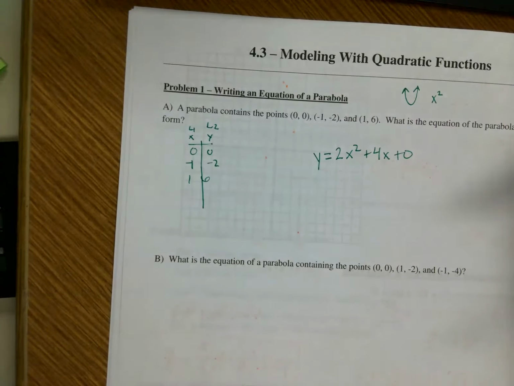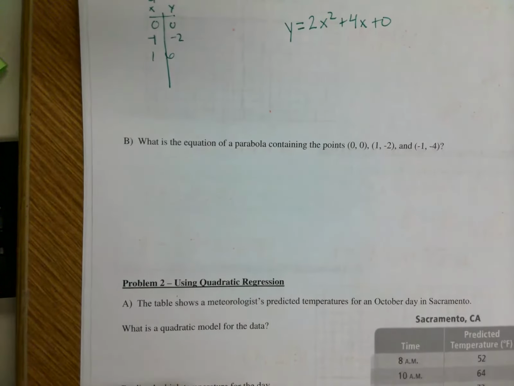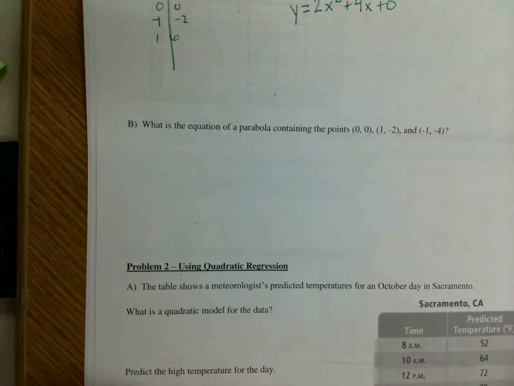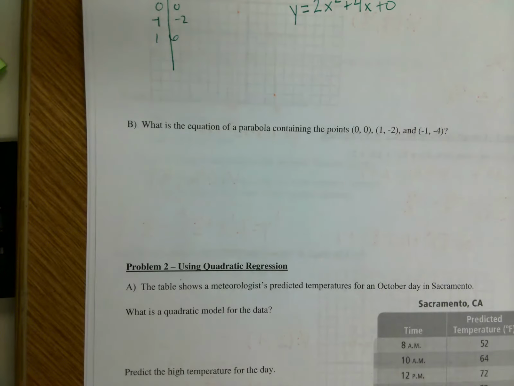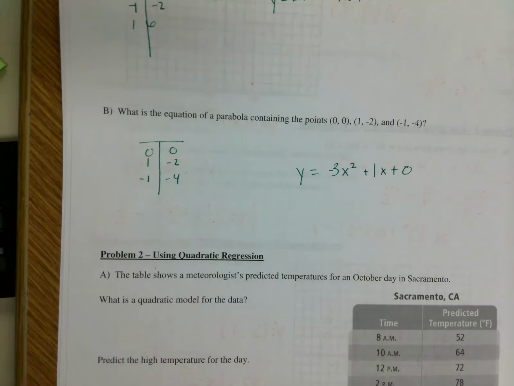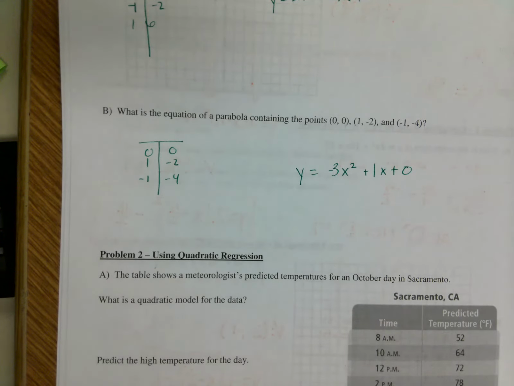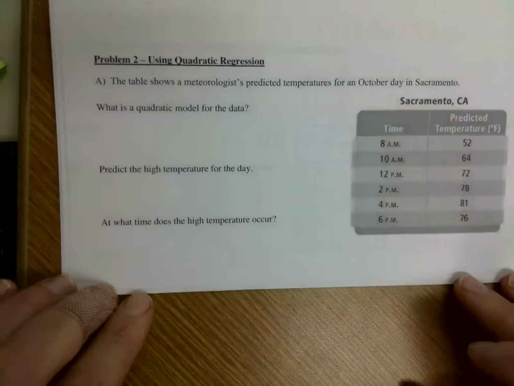Standard form. So right now, I want you to pause the video, use that same graphing calculator, and type in these 3 points. And you should have gotten -3x squared plus 1x plus 0. So we're going to go on with that and talk about what if we just have data points.